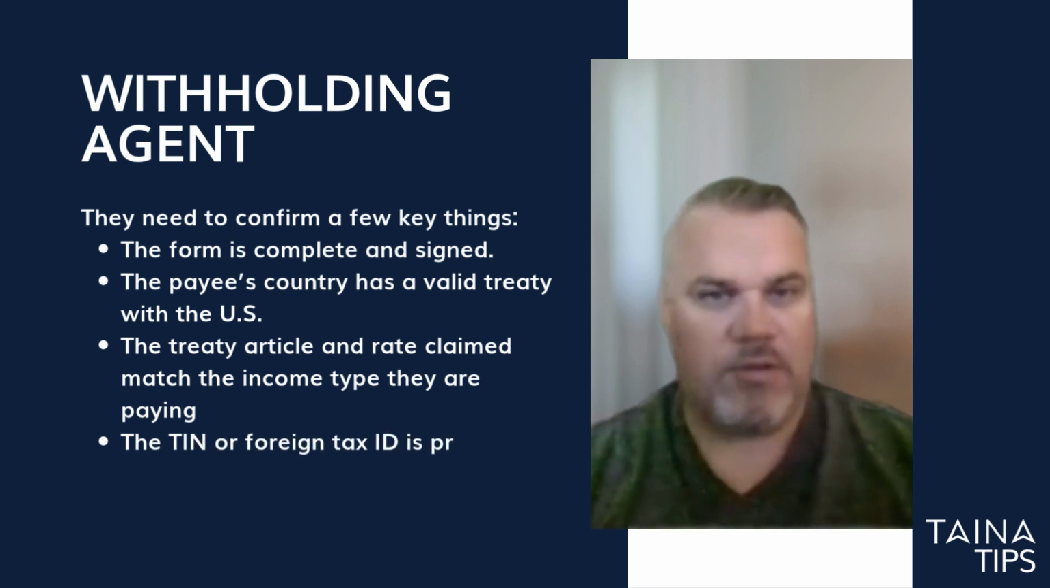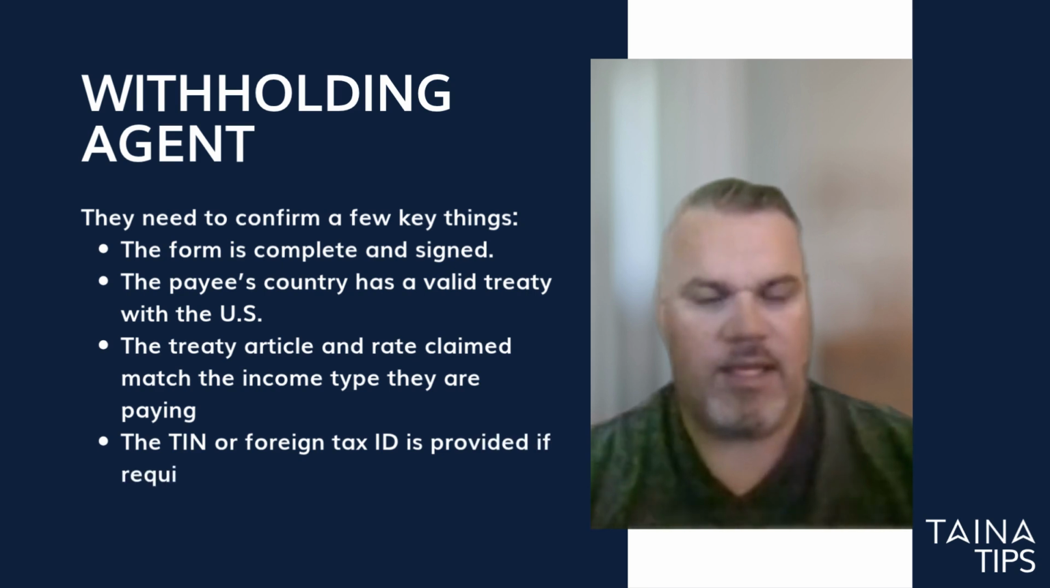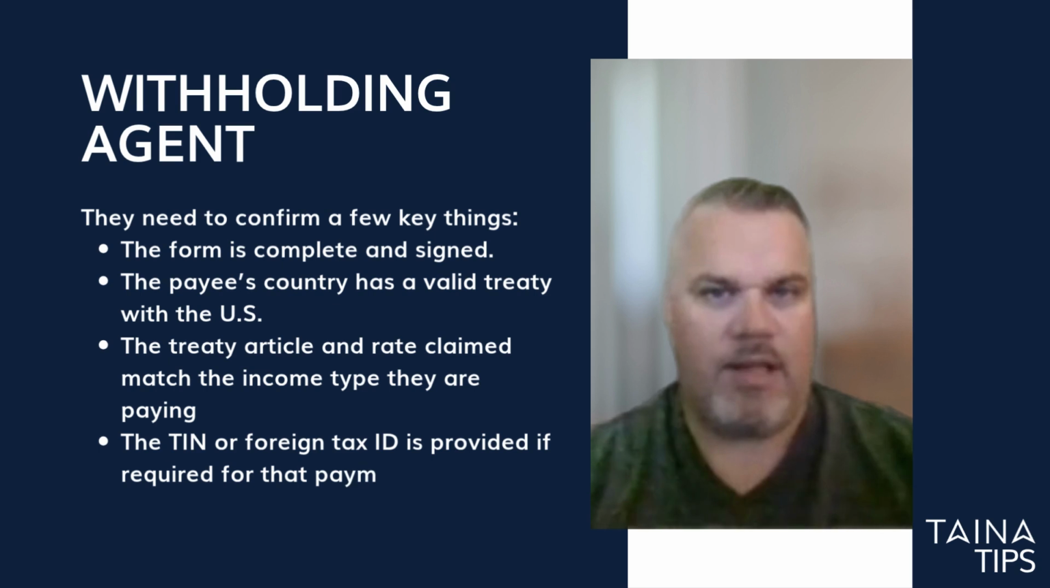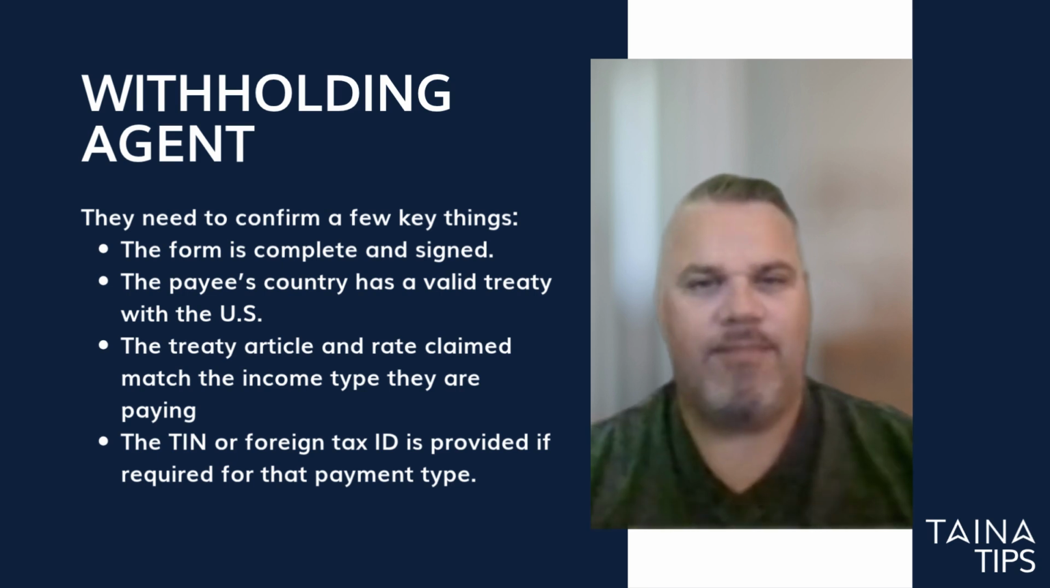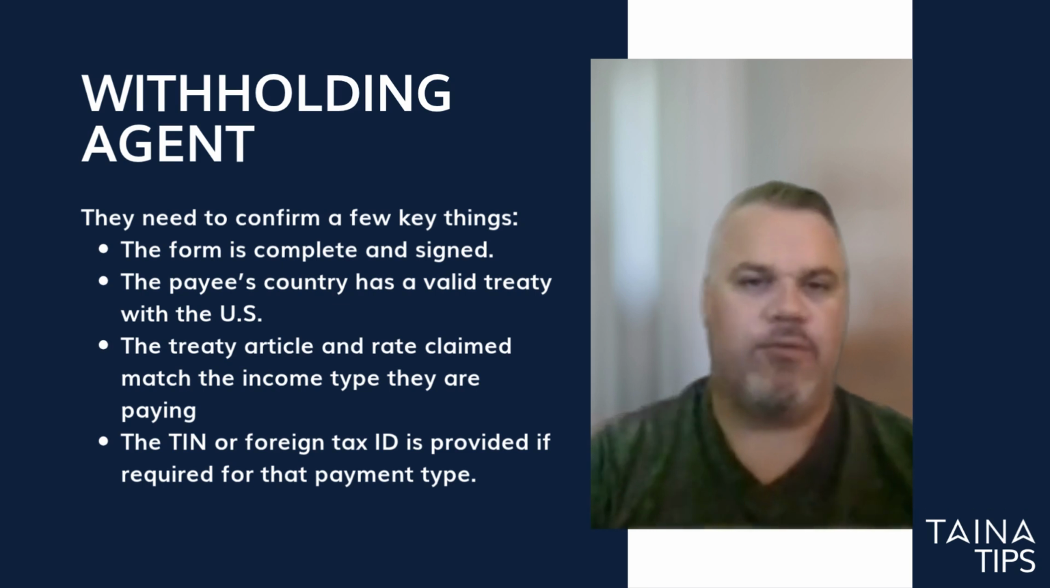And then if there's a special claim, that the treaty article is accurate, the rate claim also matches that treaty article, and that the income type is listed out with an explanation of why they're eligible for that reduced rate.